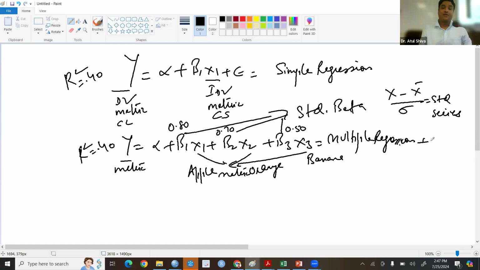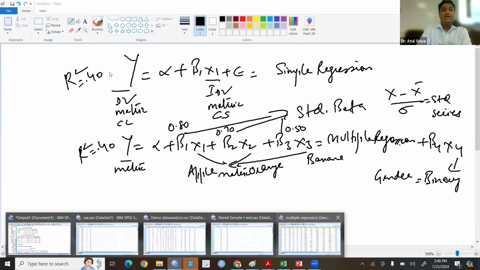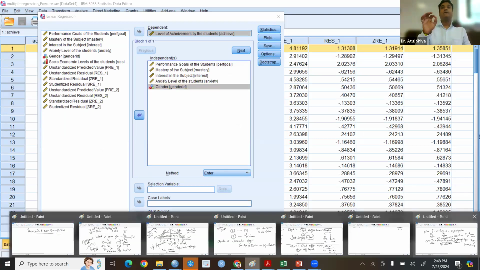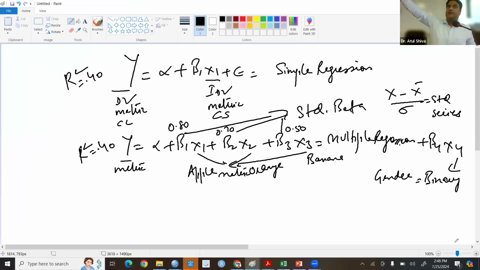I can add beta 4 x4 only and only if it is measured in binary numbers. Binary number, here in this case we have gender. Let me take you to the file again. This is the file and I can take gender, but the condition is it must be 0 and 1. Nominal data we cannot apply, but 0 and 1 we can apply. So I can apply multiple regression with an independent variable which is binary. The categories must be only two, 0 and 1. 0, 1, 2 is not possible.